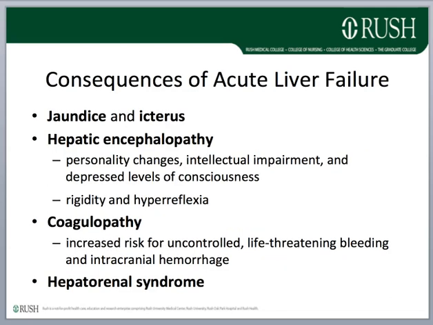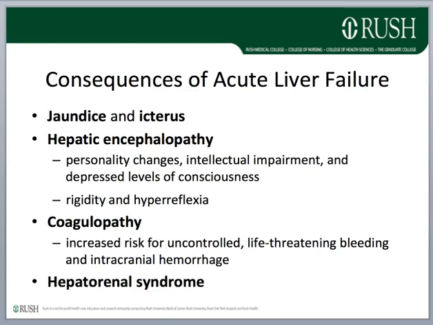We can compare and contrast the consequences of acute liver failure with chronic liver failure, which we'll discuss after this. But initially, one would see jaundice and icterus. This is yellowing of the skin and the sclera of the eyes, respectively. One of the major consequences is hepatic encephalopathy, in which you would see personality changes, intellectual impairment, and depressed levels of consciousness, which typically fluctuate, and one of the key signs and symptoms are rigidity and hyperreflexia.